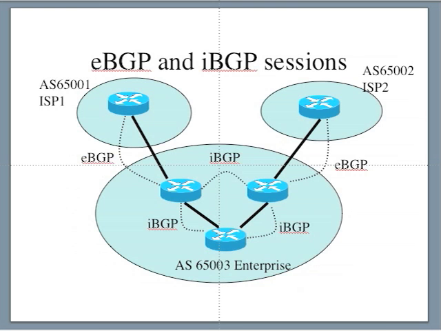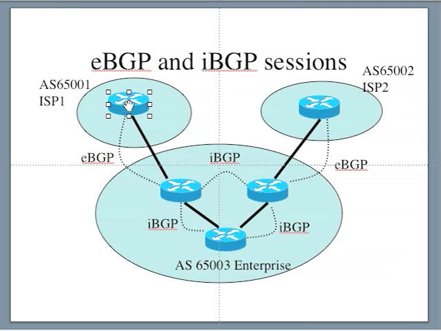Let's talk a little bit about eBGP and iBGP sessions. Here we have a map with 3 autonomous systems and a total of 5 routers. This router and this router have what's called an eBGP session between them. eBGP means external BGP. That's a BGP session between 2 routers in 2 different autonomous systems.